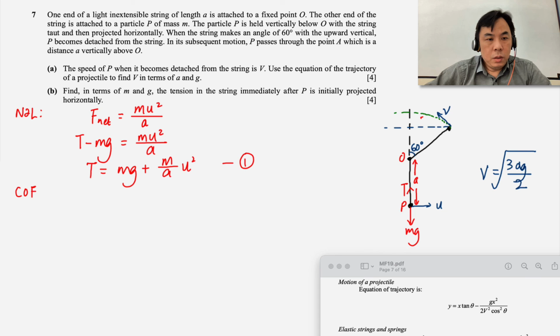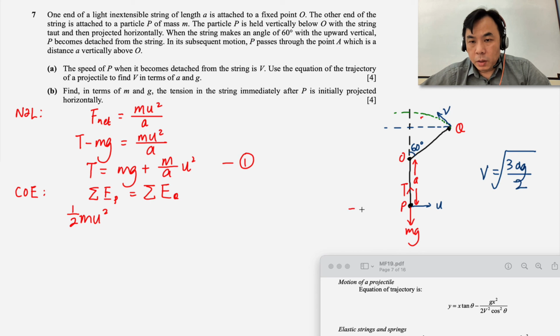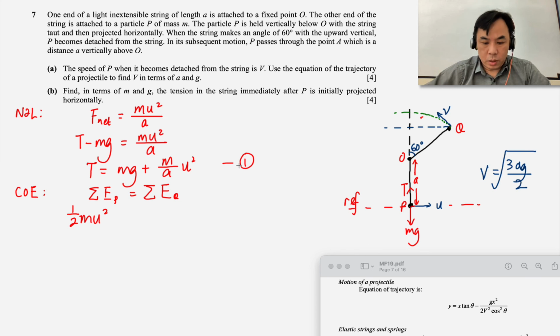Now next we're going to use the conservation of energy to obtain a relationship between the initial speed and the final speed here. Right. Now we know that the total energy at this point must be the same as total energy at this point here. Let's call this Q then. Yep. So we know that the total energy at point P is the same as total energy at point Q. Right. Now at point P, the only energy involved here is kinetic energy, which is half mu squared. Let's try to make this position here as our reference where our gravitational potential energy is calculated from. Now, therefore, the GPE at this reference point is equal to zero. Right. So you only have kinetic energy at this point.